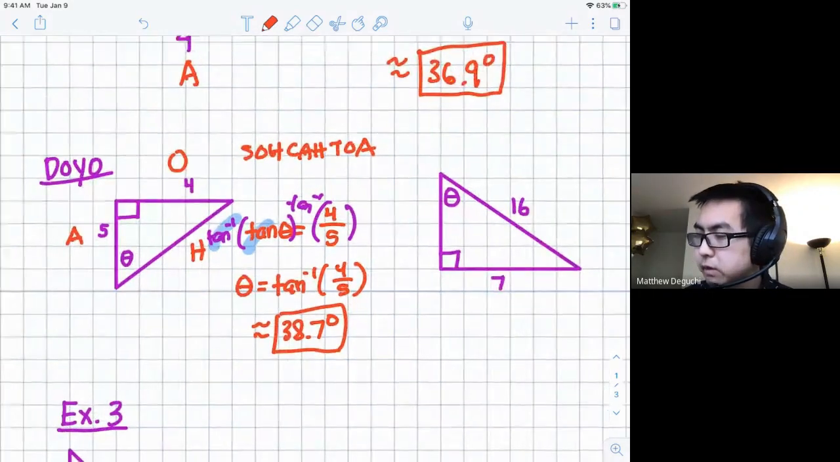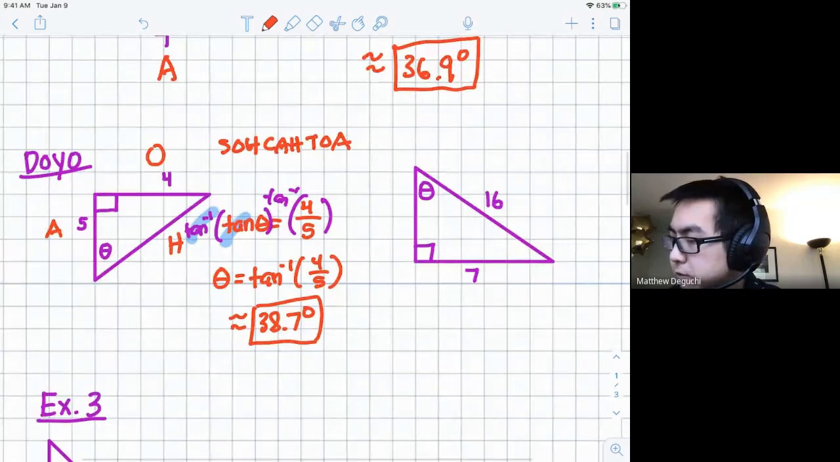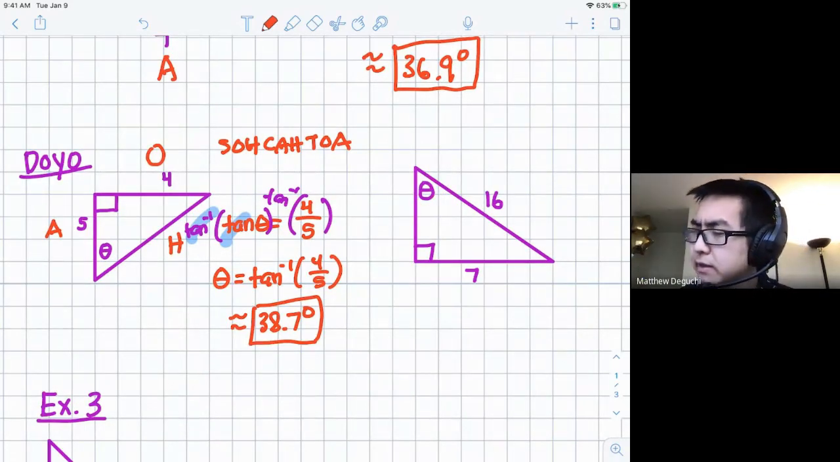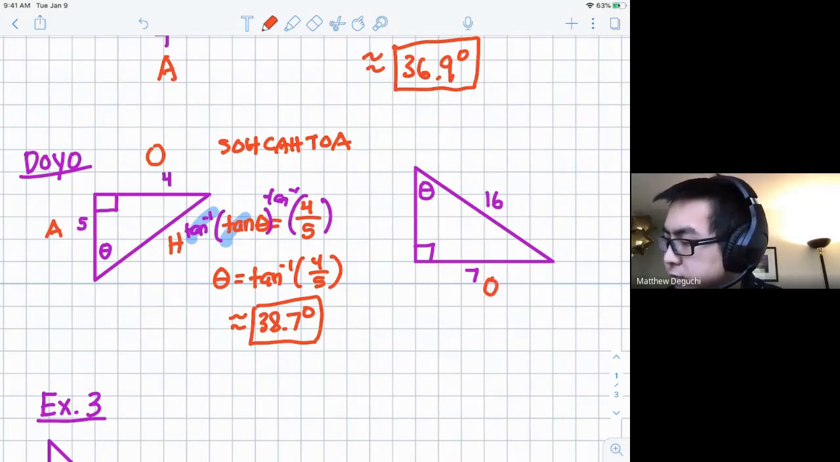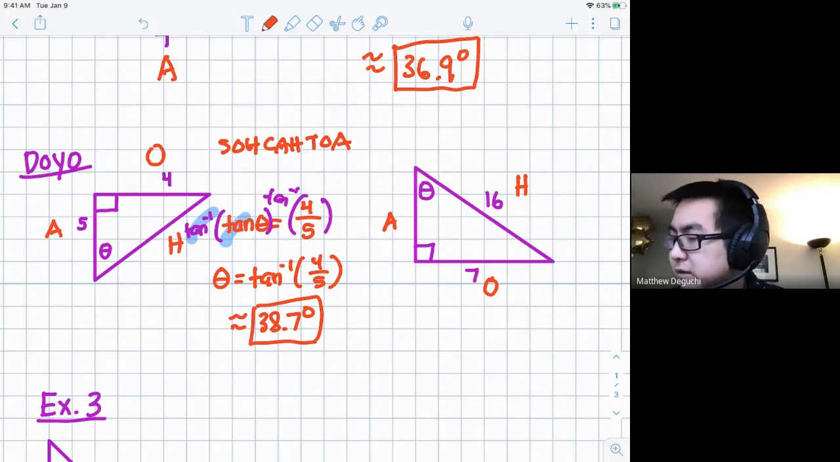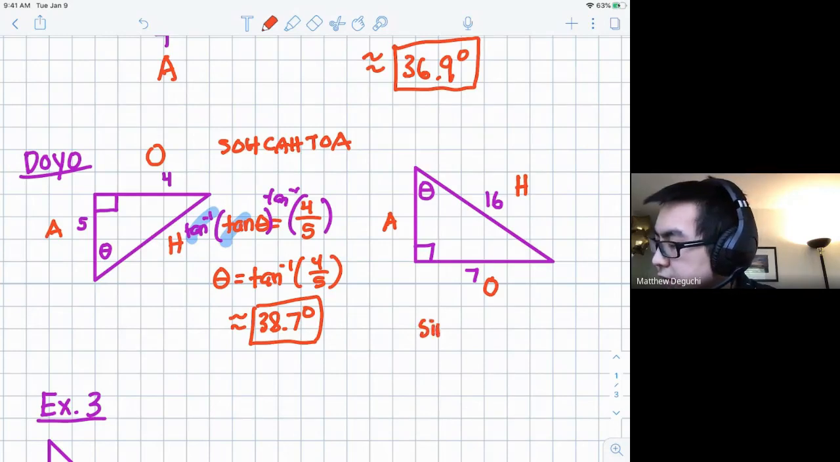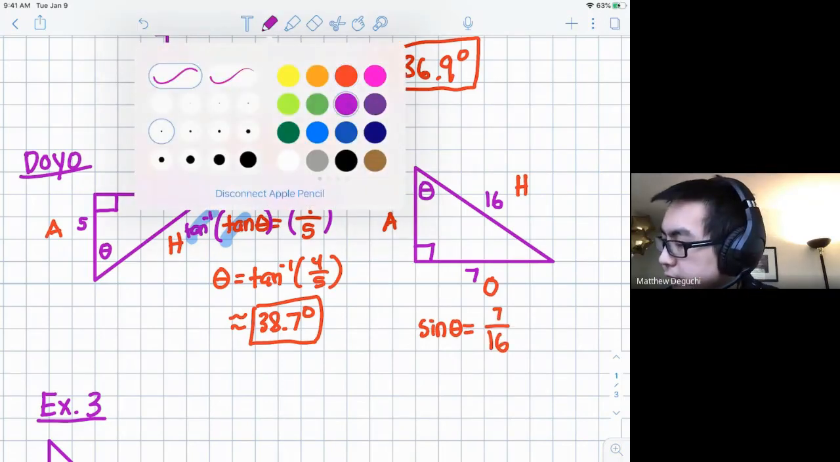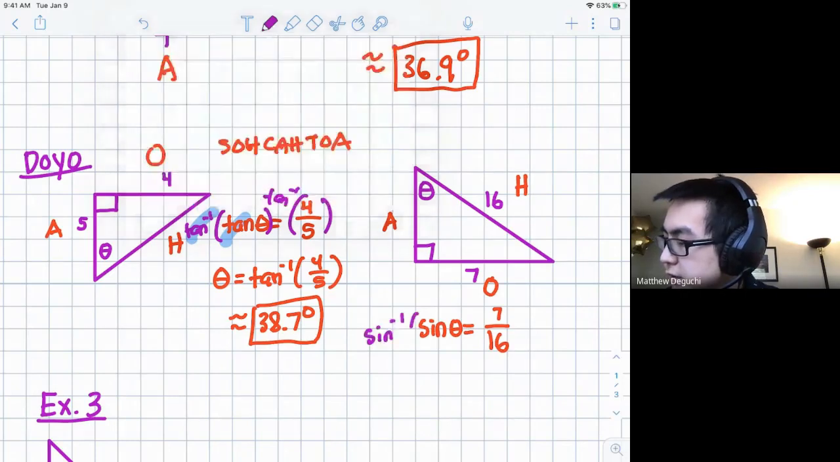Now, for this one to the right, in the perspective of that angle measurement, this is the opposite, this one's adjacent, and this one's hypotenuse. So the trig identity that uses the opposite side and the hypotenuse side is sine. So sine theta is equal to opposite, which is 7, over hypotenuse, which is 16. Now we have to take sine inverse of both sides.